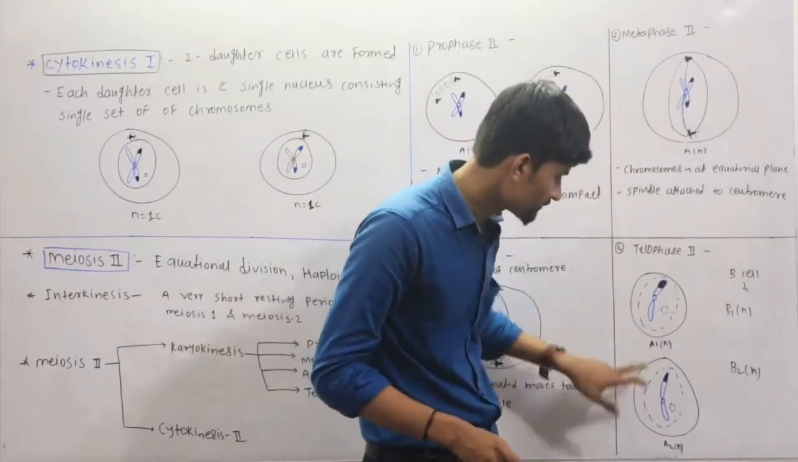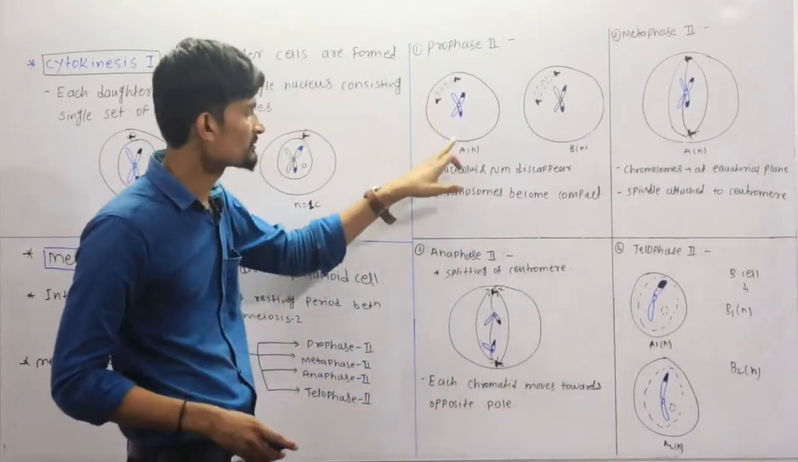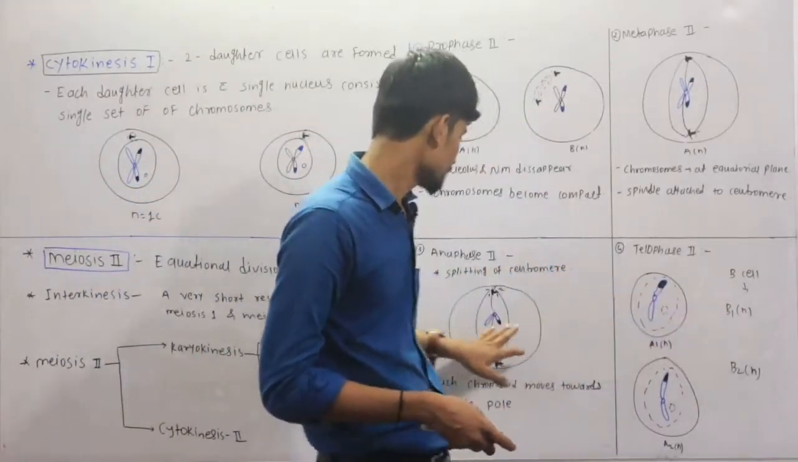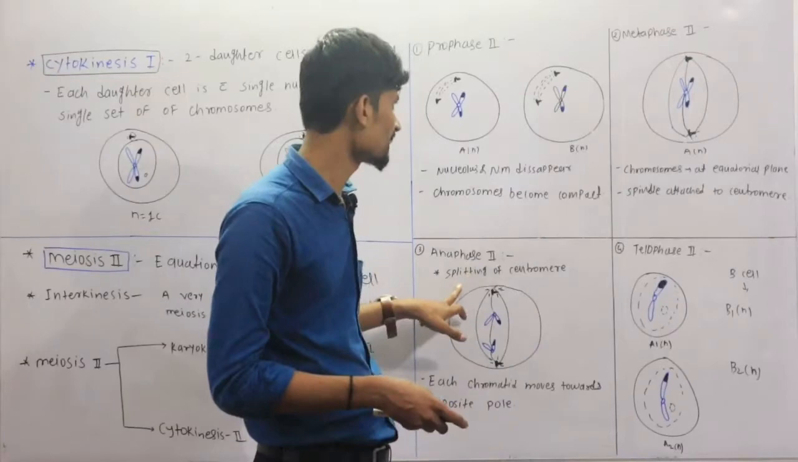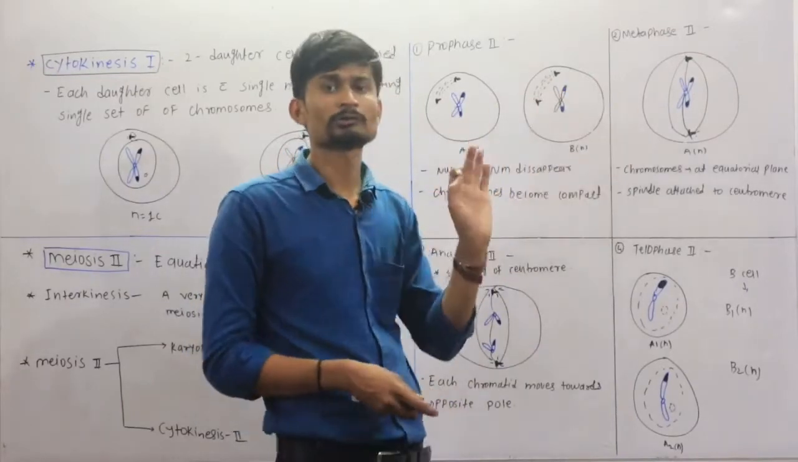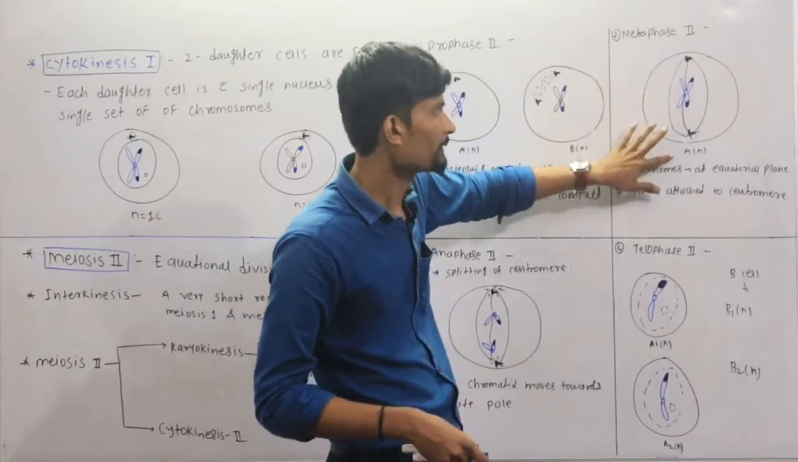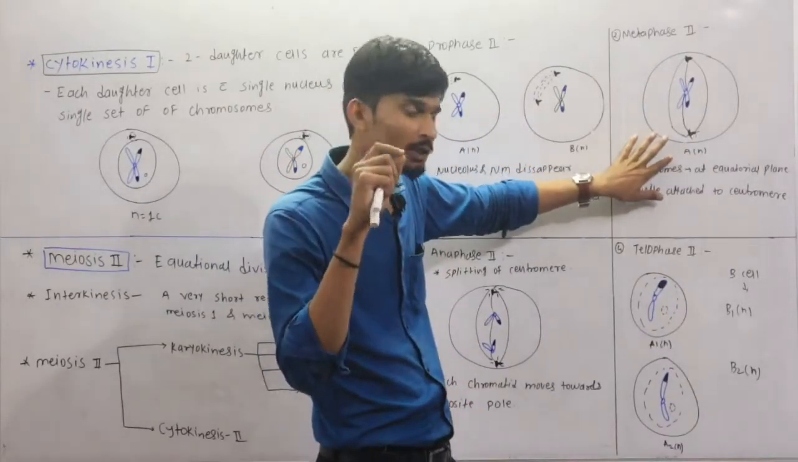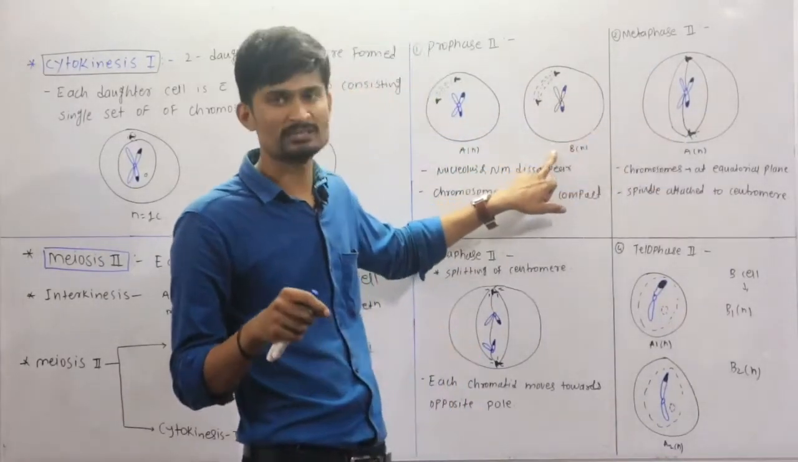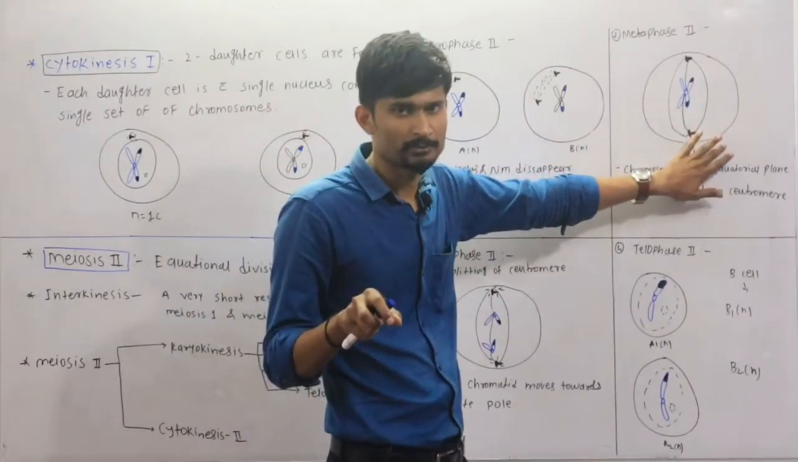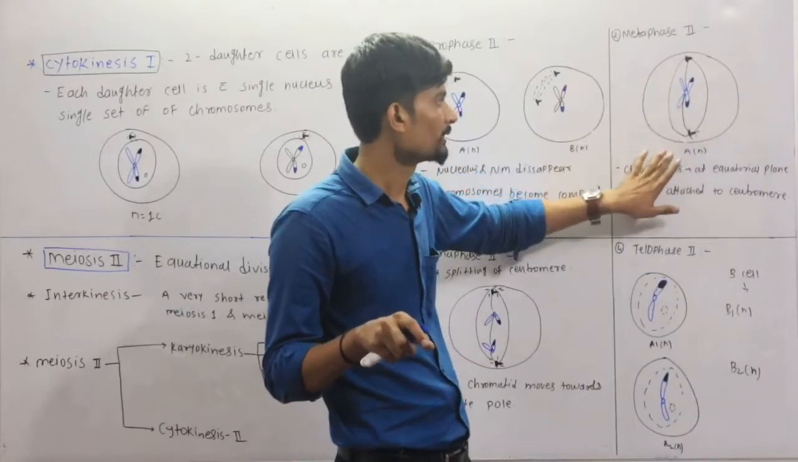So A cell, we are considering. In A cell there is a blue chromosome. Here I am not showing the B cell. In this diagram also, in anaphase and metaphase, I am not showing the B cell, because these processes which are happening in the A cell are also happening in the B cell. So it is not necessary to represent here, because you can understand from this A cell.